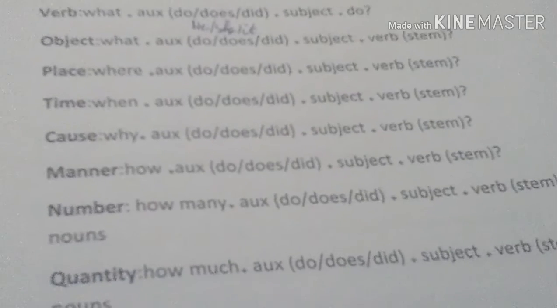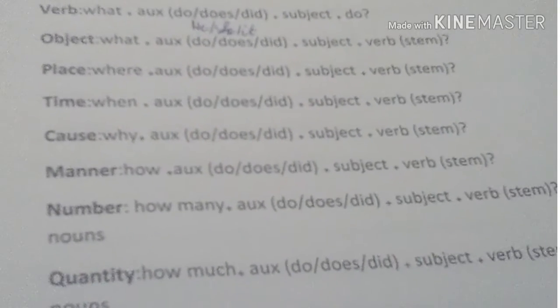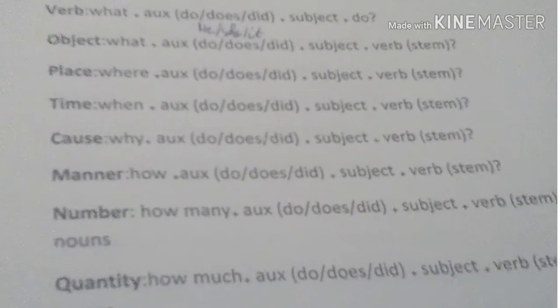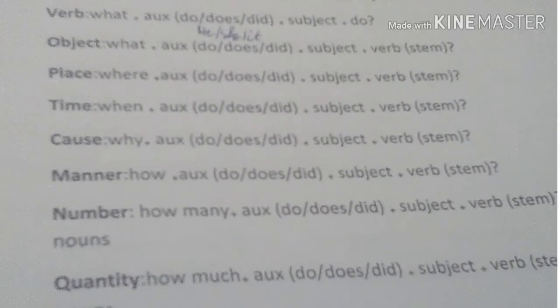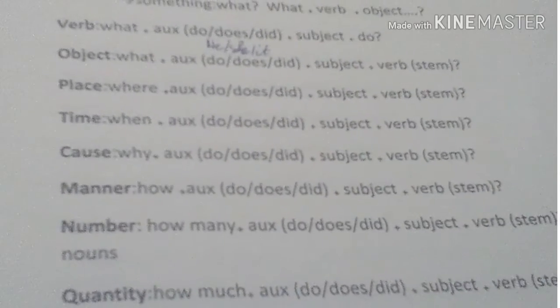To ask about the object, place, time, cause, manner, number, quantity, the same rule. It is what for the object; we just change the WH.